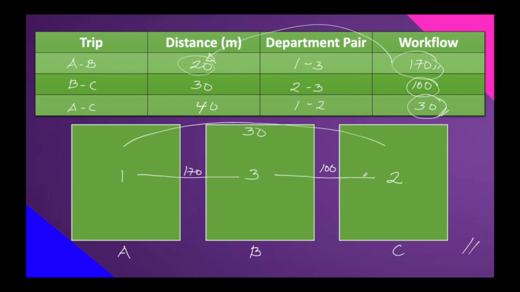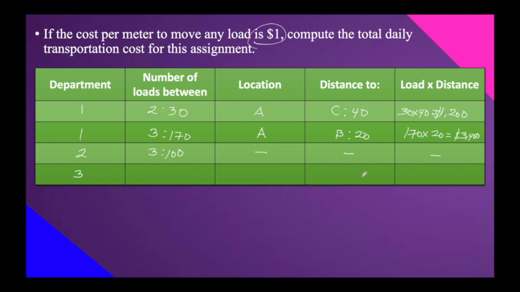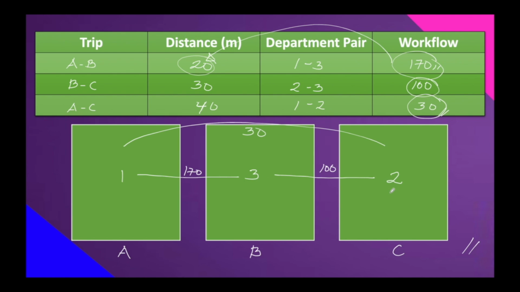Ayun din yung ilalagay eh. 3 to 2, that is 100. So ilagay natin dito, no need na. Dito na lang yung sa location na part na dapat dito sa taas, which is B. Okay, location B. And going to location C, which is 30. Okay, 30 ang distance.